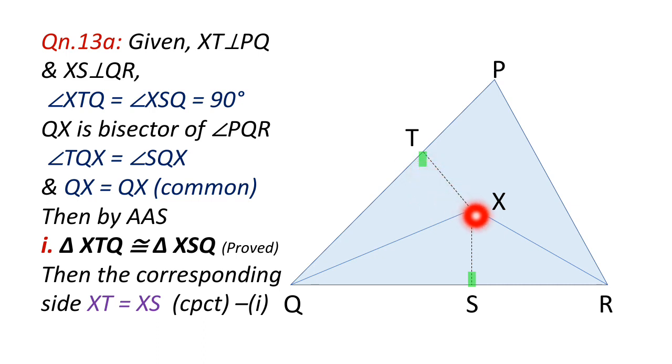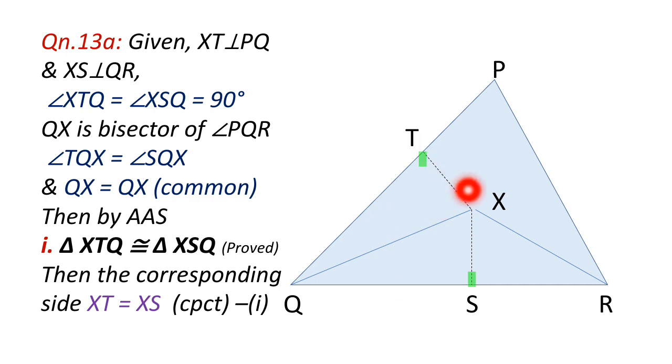Like this angle XTQ is equal to this angle XSQ, and both are equal to 90 degree. So we have found one pair of angle equal to one another. Another thing is given, this QX is the bisector. This QX is the bisector of this angle PQR. So that's why we will say that those two angles are equal to one another. That means two halves of the angle.